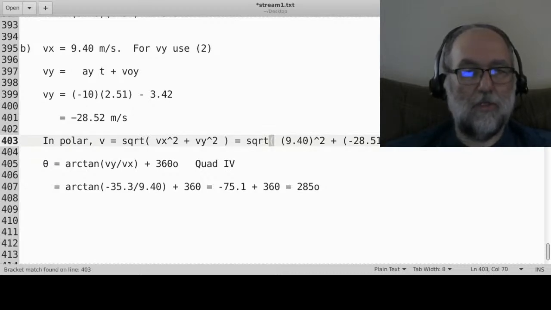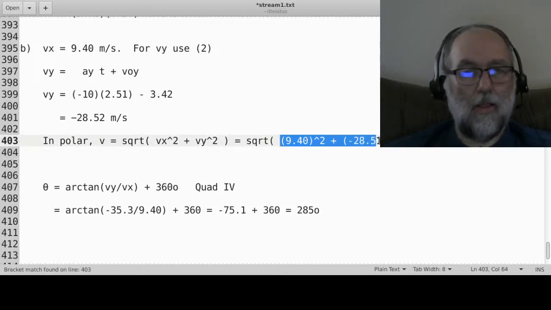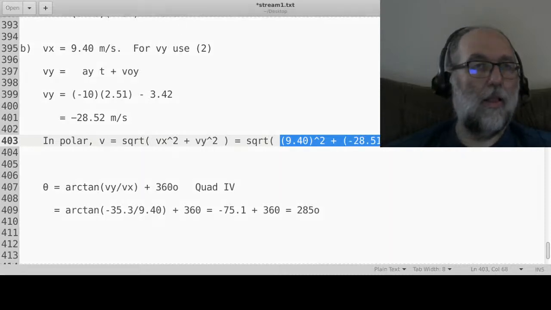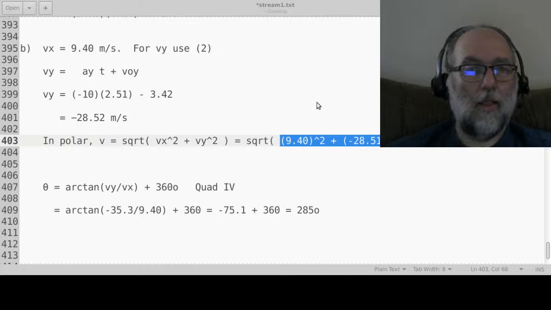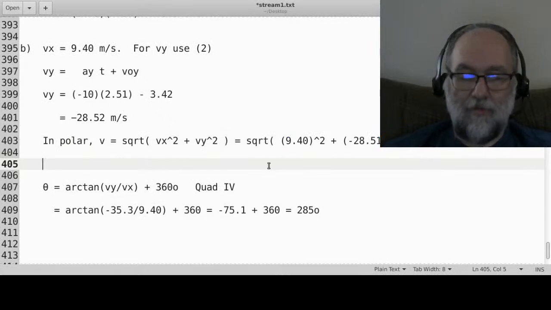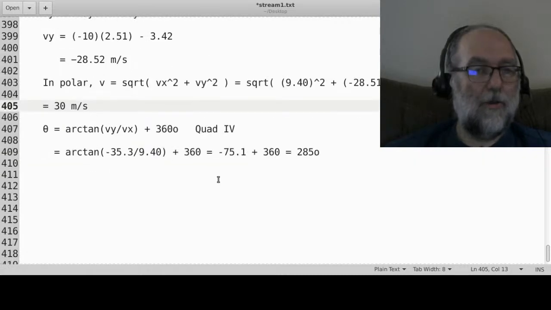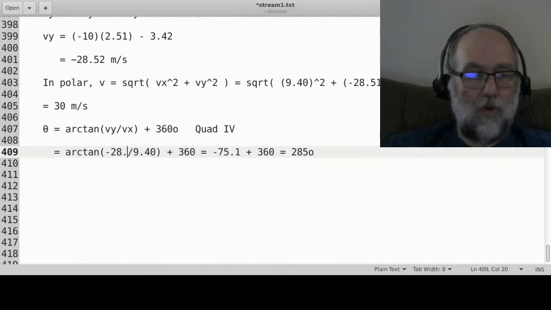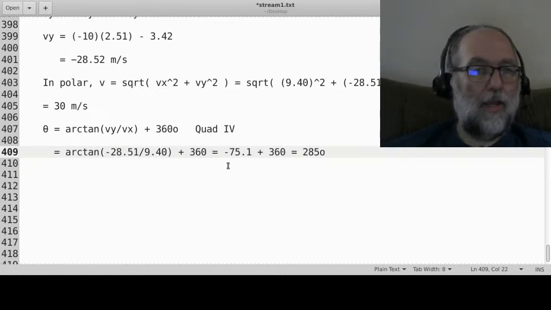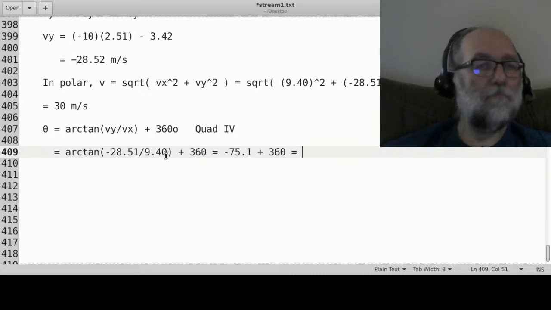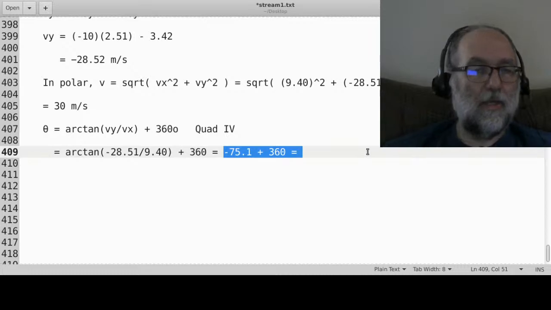And let me just see what that works out to be. Let's take the square root of that. Turns out to be 30 again. Okay, fine. So it's still 30 meters per second when it hits the ground. But now, this one's going to be 28.51. All right, and what's that work out to? It turns out to be the same angle. Yep, because it's the same numbers.